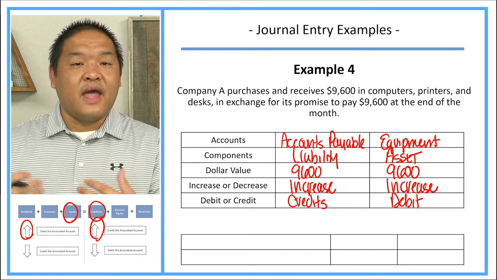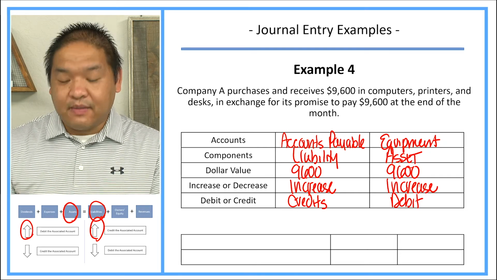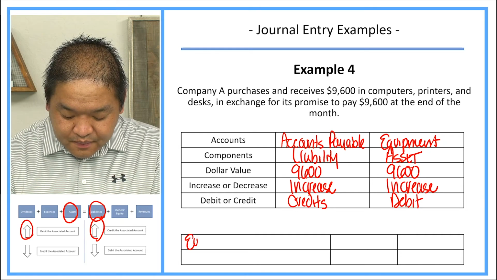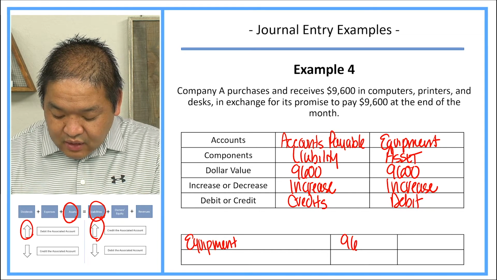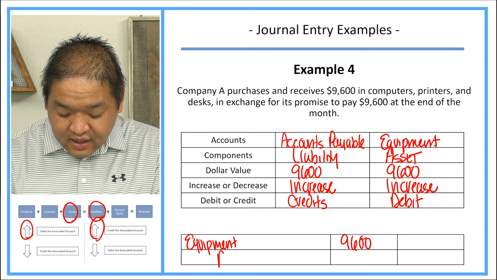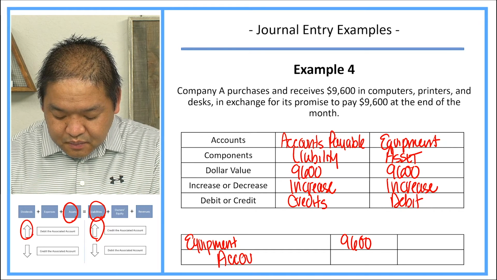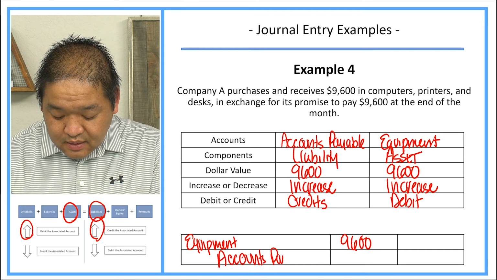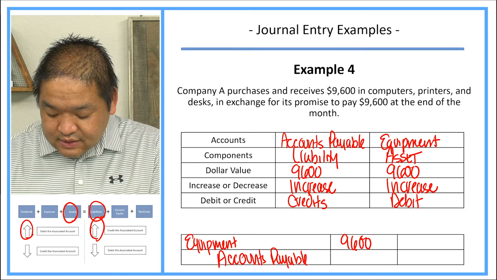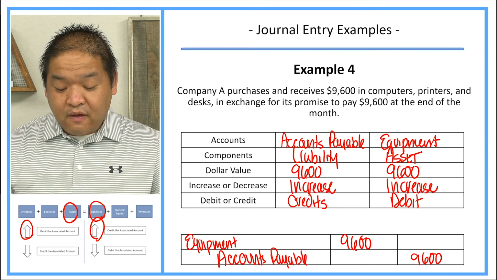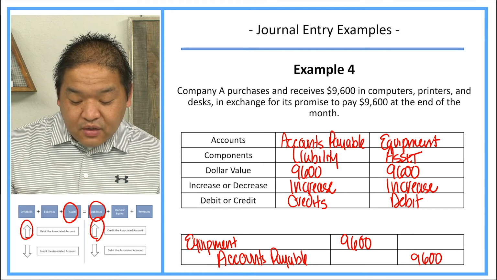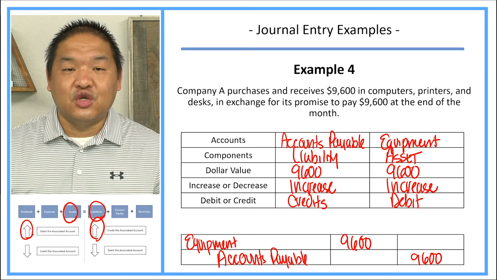Okay, so now let's go ahead and apply this to our journal entry. Debits go first. So we've got equipment in the amount of $9,600. And then we've got credit accounts payable for $9,600. So that would be our journal entry for this example on our computers and our promise to pay.